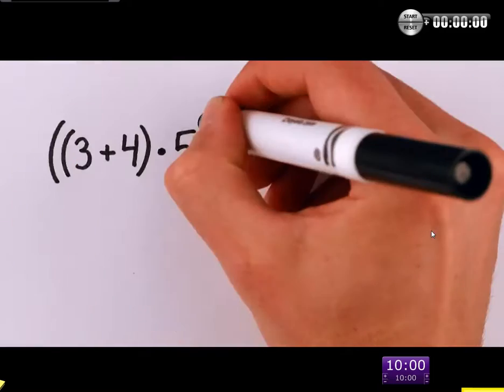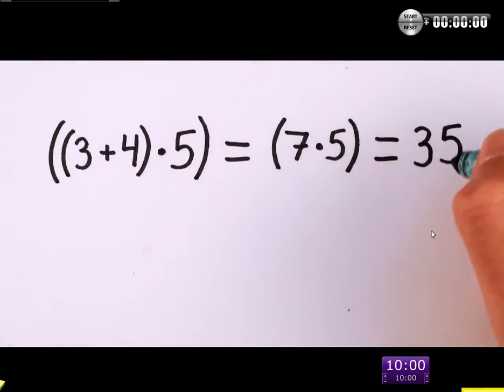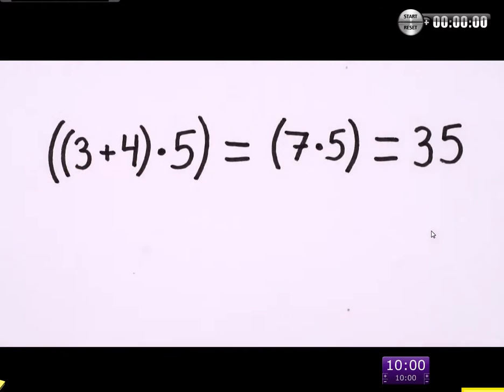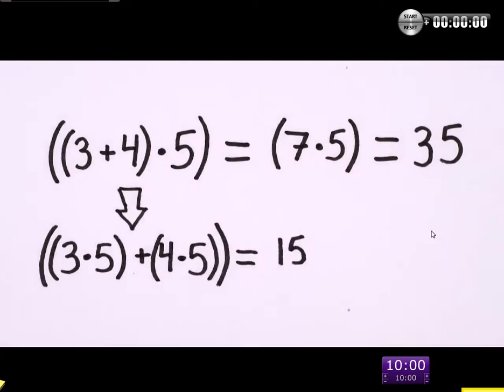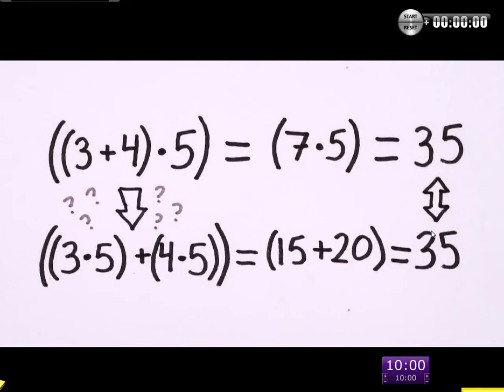For example, if you want to add 3 plus 4 and then multiply the result by 5, you can either do the addition first and get 7 times 5 equals 35, or you can do the multiplication first, as long as you know that multiplication distributes across all the terms in the parentheses. That is, 5 times 3 plus 5 times 4 equals 15 plus 20 equals 35. The same answer. And how do we know multiplication distributes?